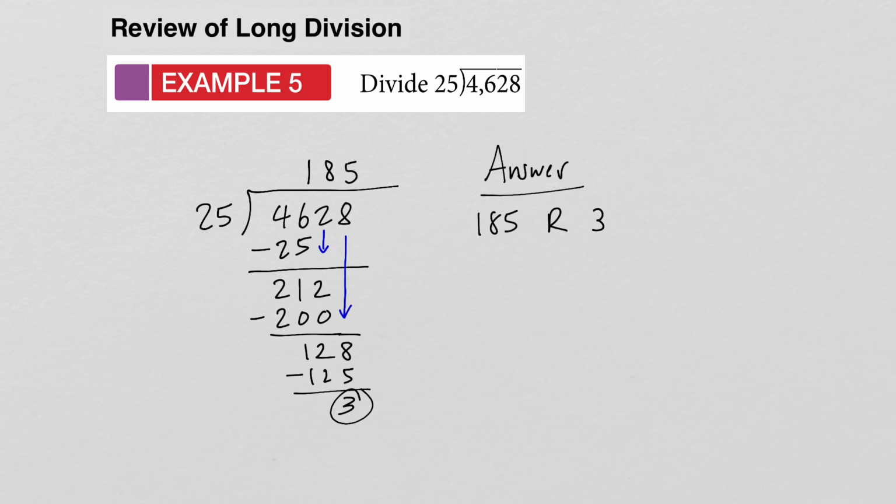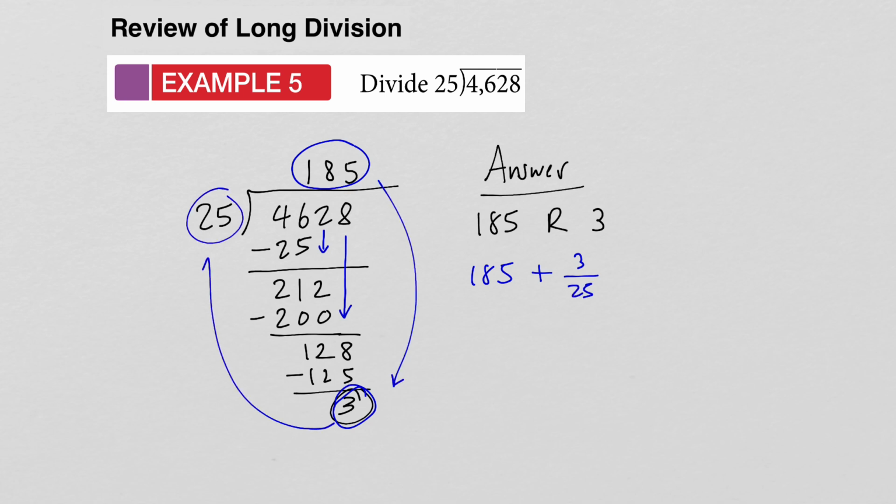Another way to give the answer to this question is we can say it went in there 185 times plus the remainder of 3, which is over our original divisor of 25. So we can write it like this. So it's 185 and 3/25. This is how you write it as a mixed number.